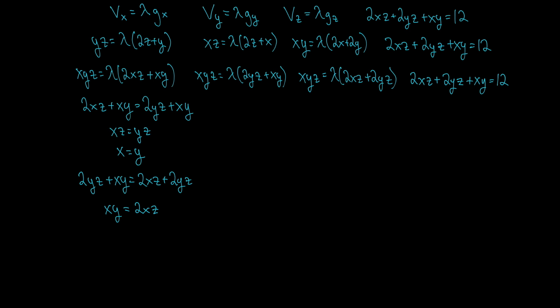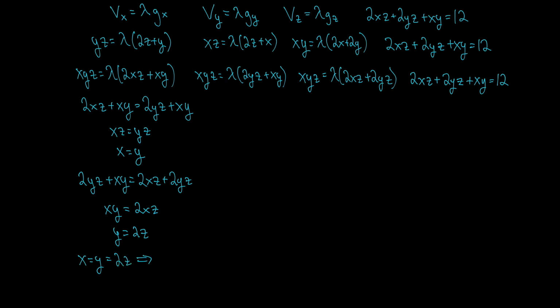And x can't be 0 for the same reason z can't be 0. None of the dimensions can be 0, so I could divide by that, and I just get that y is equal to 2z. So now I have x is equal to y, and y is equal to 2z.